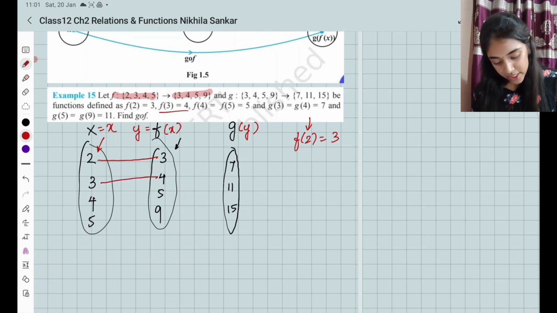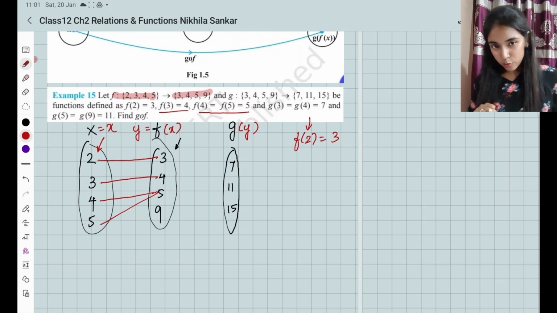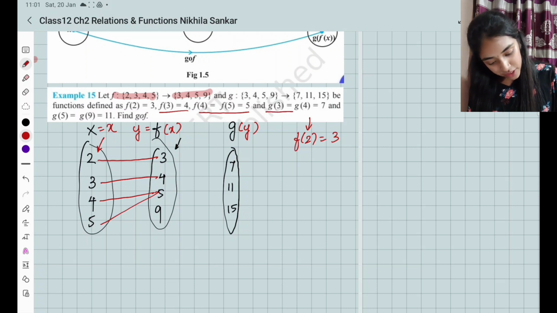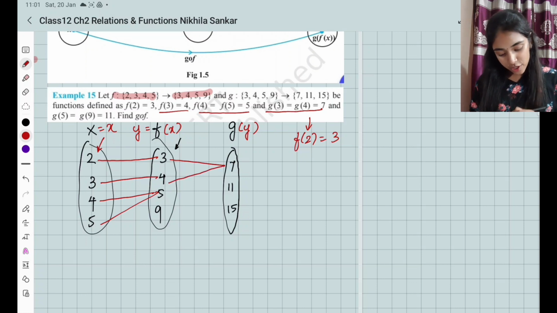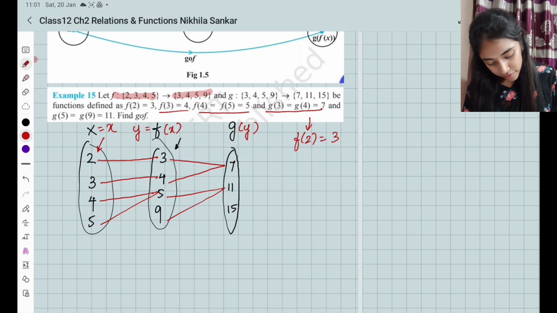So I can map this. f of 4 equals f of 5 equals 5. So you have f of 4 and f of 5 equals 5. So the first mapping is done. Now what is the second mapping? You have g of 3 equals g of 4 equals 7. And g of 5, g of 9 equals 11.